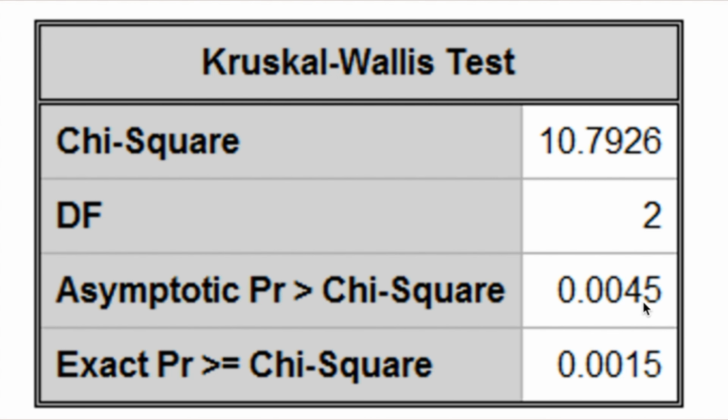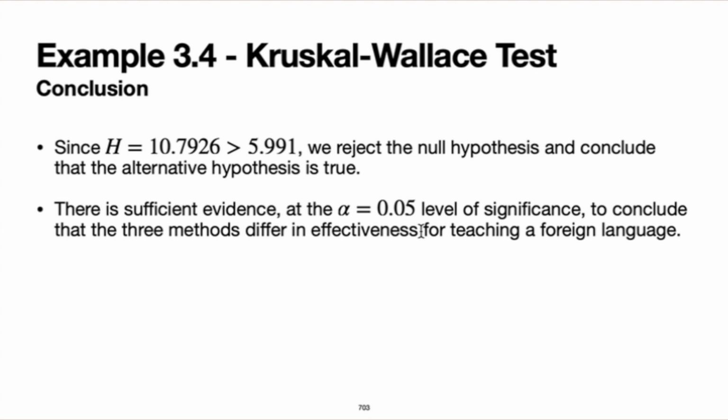But if we were using the p-value method, for example, with a 0.05 level of significance, which we are, then because the p-value here is less than 0.05, we know that we would reject. All right, and so there is sufficient evidence at the 0.05 level of significance to conclude that the three methods differ in terms of their effectiveness for teaching a foreign language.